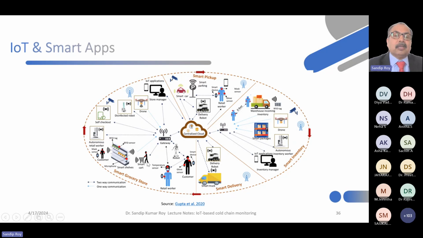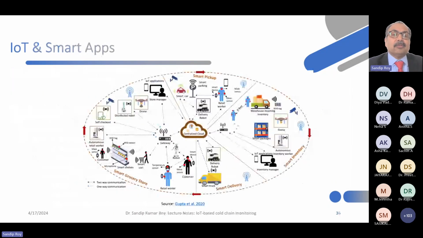So smart groceries are coming, smart delivery is coming, and smart pickups are there. In many places, delivery robots are now in trial phase, and smart cars are in trial phase to deliver things like that. But all this involves a lot of sensors. Many sensing devices are there.